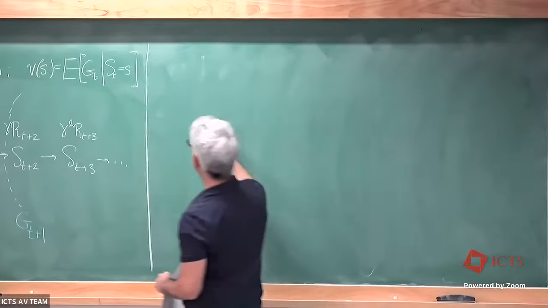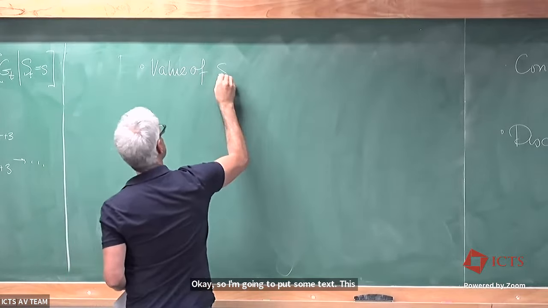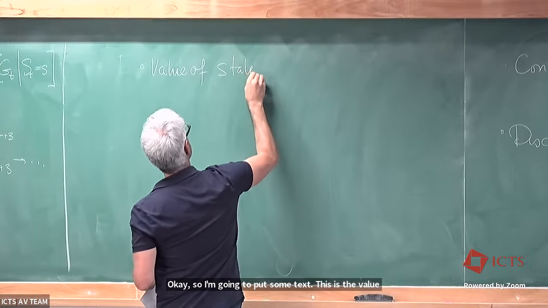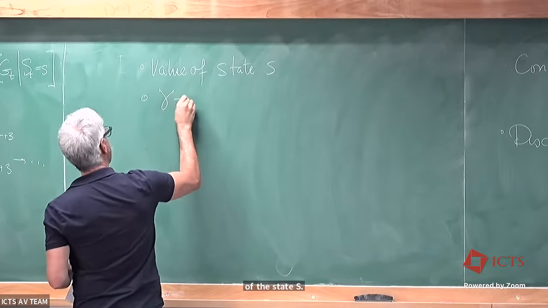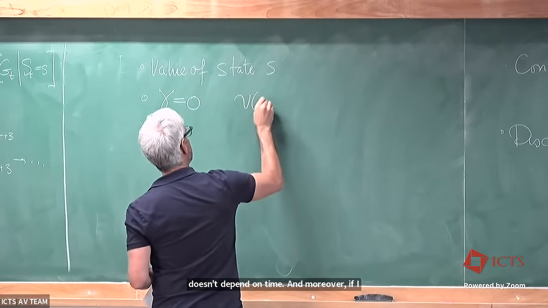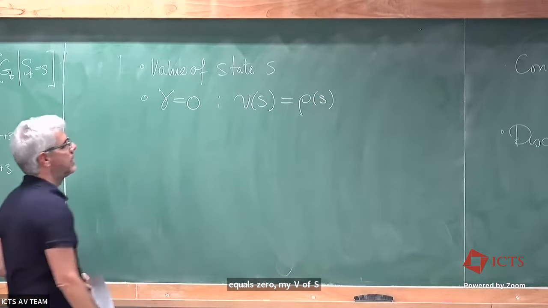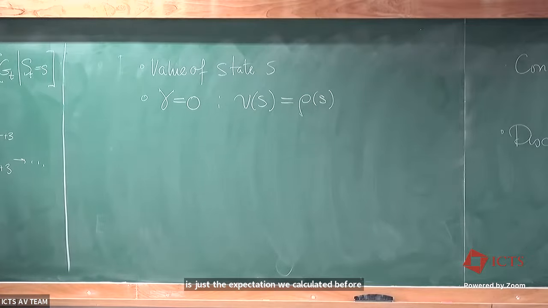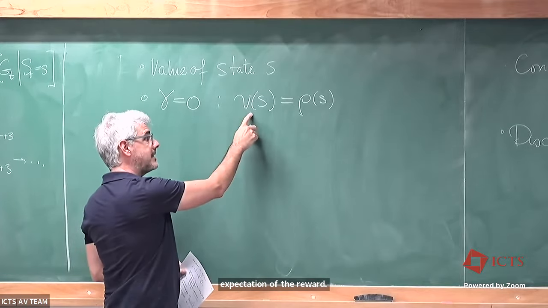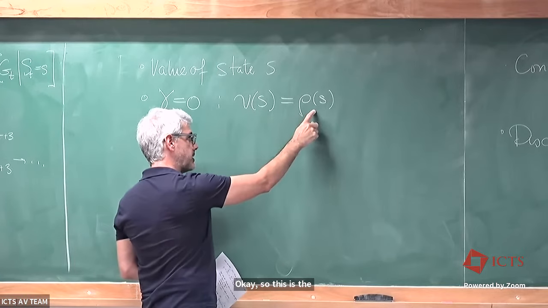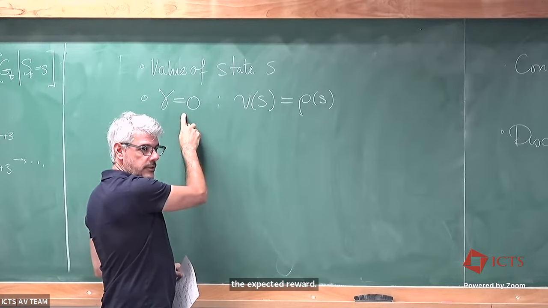Okay, so I'm going to put some text. This is the value of the state S. It doesn't depend on time. And moreover, if I take gamma equals 0, my V of S is just the expectation we calculated before. It's the immediate expectation of the reward. So this is the expected return. This is the expected reward. But if I'm myopic, then the return is the reward.